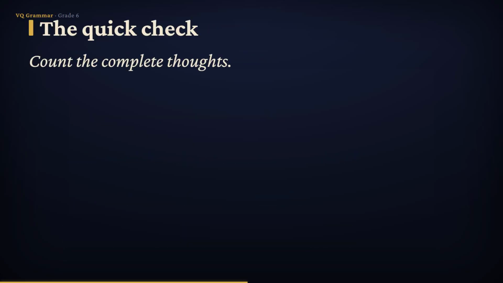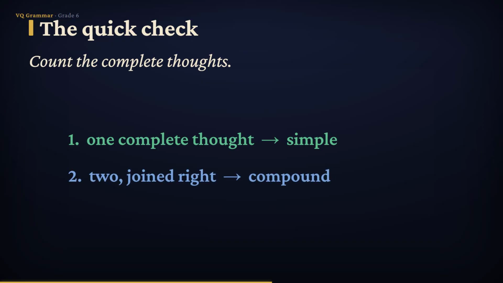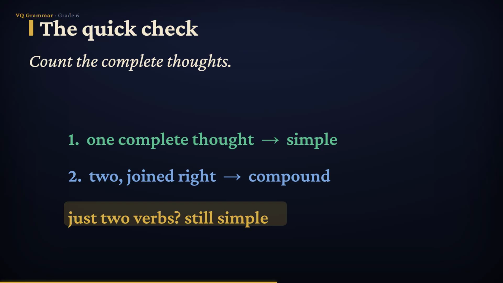Let's boil it all down. For any sentence, count the complete thoughts. If there's just one complete thought, it's simple, even when a subject or a verb doubles up. If there are two complete thoughts, each with its own subject and verb, joined by a comma plus and, but, or, or joined by a semicolon, then it's compound. And remember the trap. Just two verbs sharing one subject is still simple. Count the complete thoughts and you'll always know.